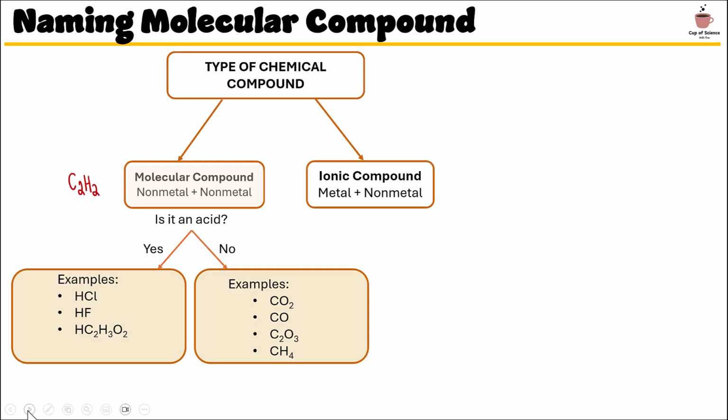Now, is it an acid? No, okay? Everything else that does not have a hydrogen in the front will be considered a non-acid component. Even if it has a hydrogen, well, this hydrogen is in the back. C2H2, therefore, is not an acid, but rather falls into this category here. Our video will focus on naming molecular compounds, mainly on this side where it says, is it an acid? No, it is not.